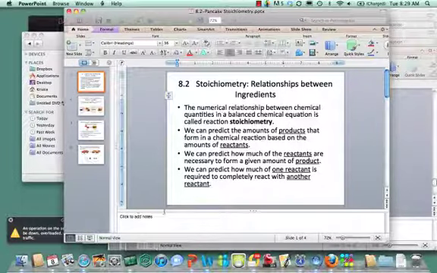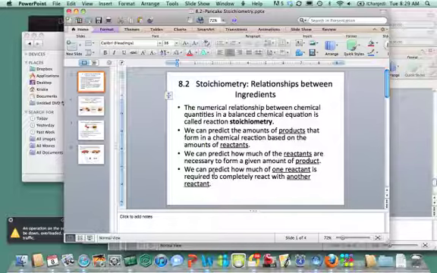And that is just a simple analogy between making pancakes and stoichiometry, which we're really about to get into.